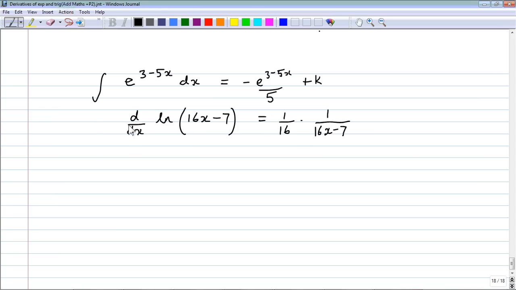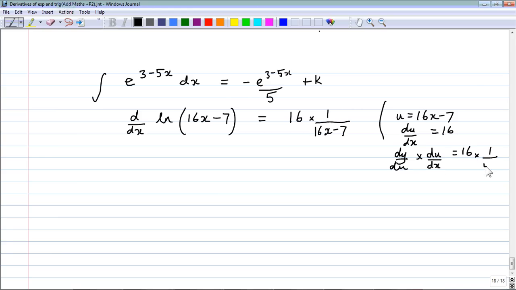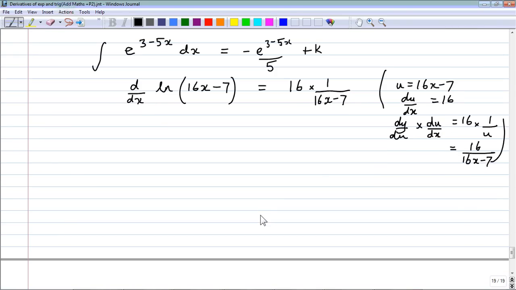Of course, here we're differentiating, not integrating, so we're applying the chain rule, and applying the chain rule will give us 16 times this function. Just to confirm that, you can write u equals 16x minus 7. So du by dx is 16. So dy by du times du by dx is 16 times 1 over u, which is 16 over 16x minus 7. So that's differentiation. It's the opposite process. Let's look at another integral.